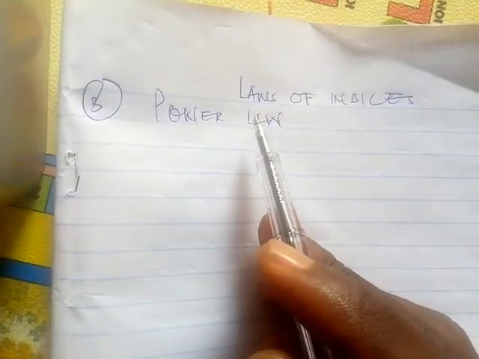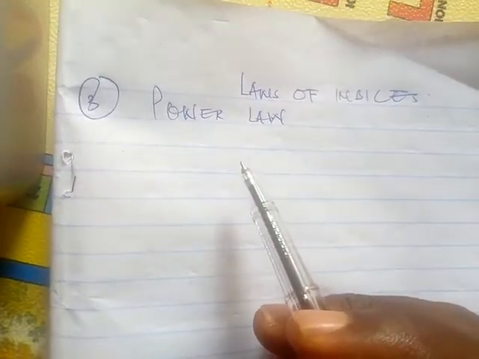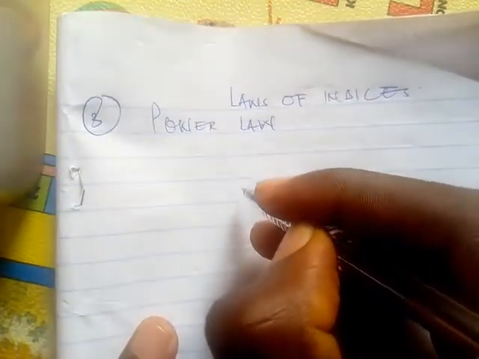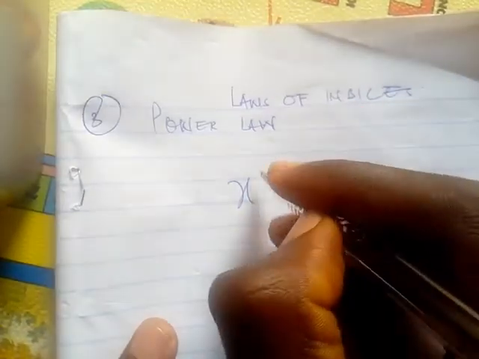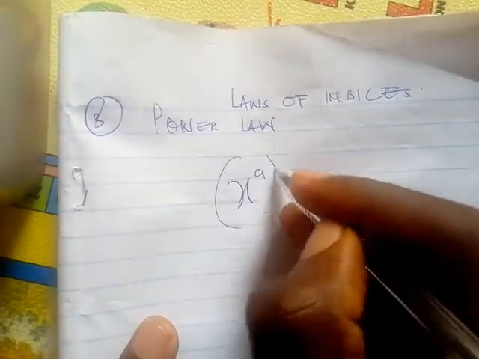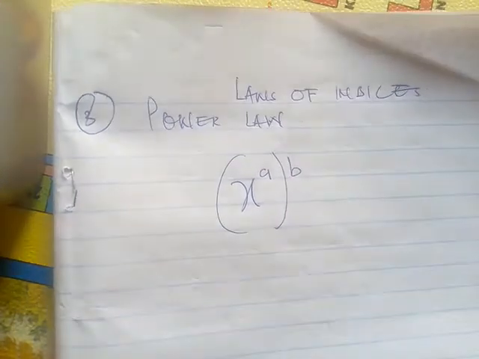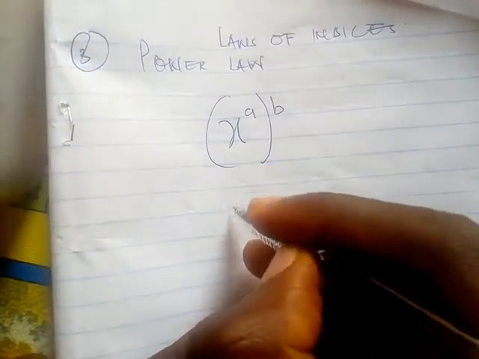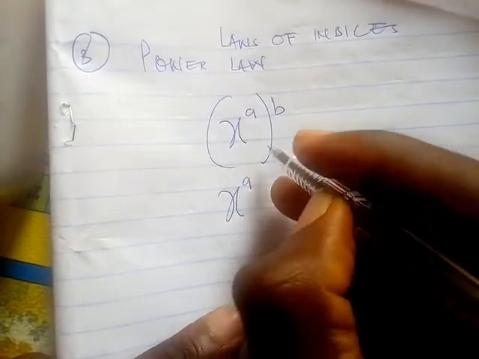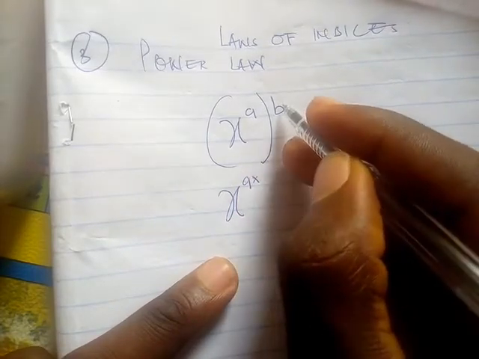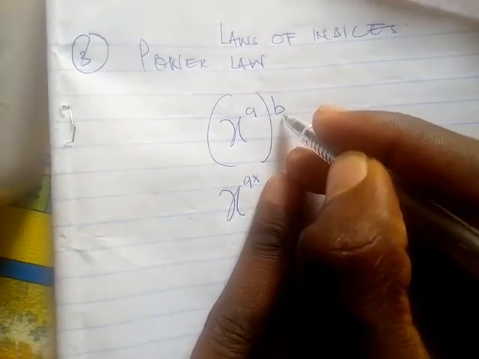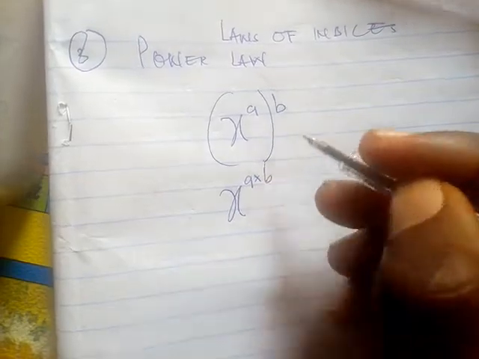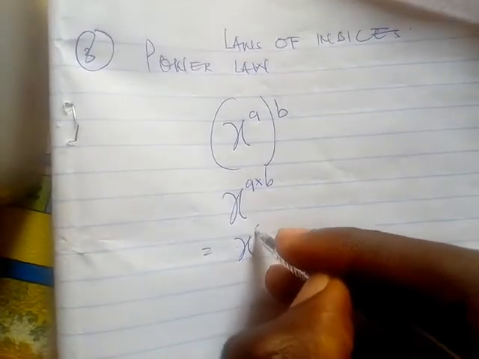So the power law: if a number which is raised to a certain number is again raised to another number, let me put it this way: if you have a variable x raised to the power a, and it is again raised to the power of b. Now, how do you resolve this? It's so simple. You're going to bring this together. The power law states that it's going to be x raised to power a multiplied by the power that is outside the bracket. So it becomes x raised to power a times b, which becomes x raised to power ab.